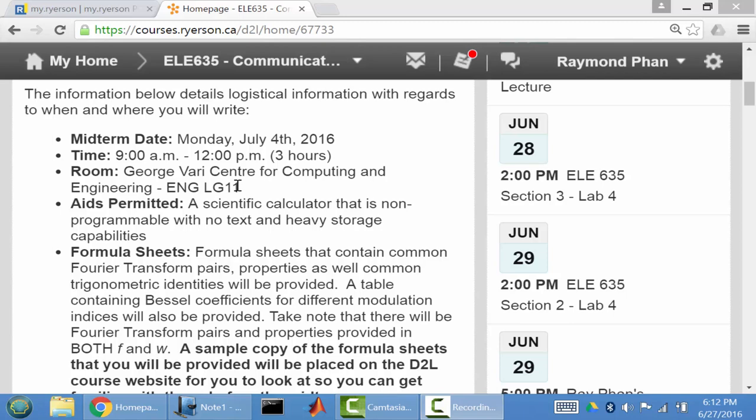So you've got the Fourier transform pairs, the trigonometric identities, all your basic identities and transform pairs and properties you need for both f and omega, as well as the Bessel coefficients that you need in case you have to solve for the FM spectrum for a single tone wave. Okay? So let's see here.